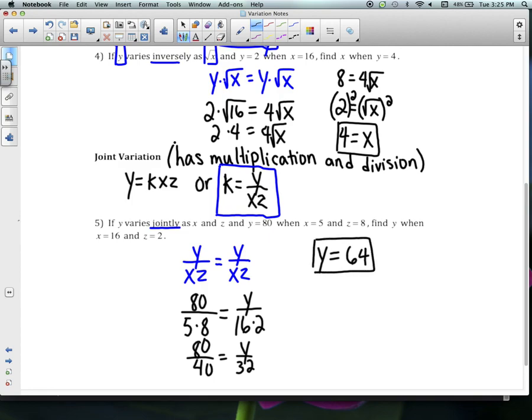So those are your 3 types of variation and the basic problems that go with them. That should help you with completing the front and back of that first page on your practice packet. The next video we'll look at how we'll do this again with some application problems.